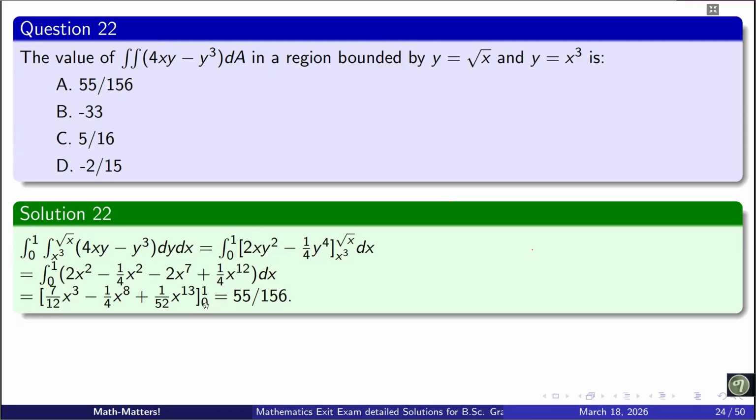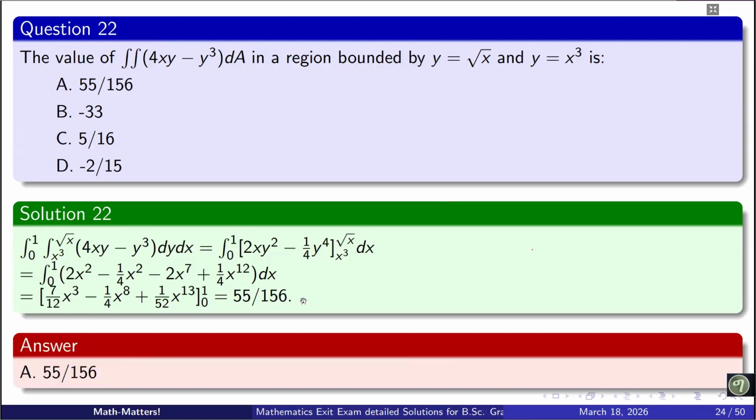But at 0, everything is 0. Therefore, the double integral of this function is 55 over 156. So the answer is A.